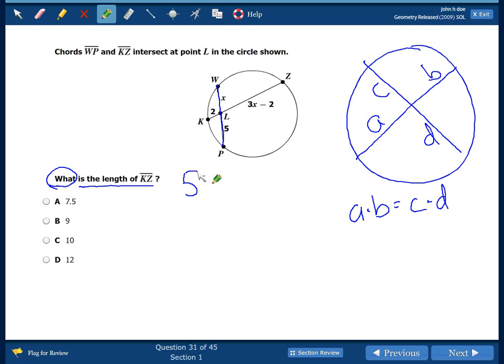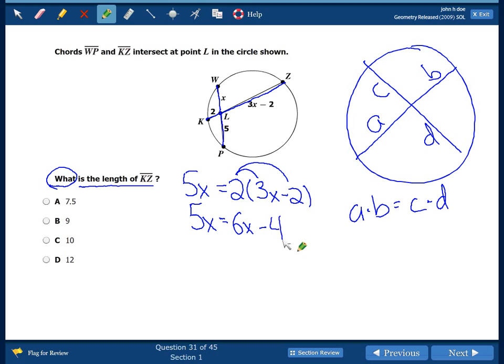So what that means is I'm going to have the 2 lengths here, LP and LW, so that's going to be 5 times x. I multiply them, is equal to the product of 2 and 3x minus 2. Don't forget to write parentheses. We have to distribute that 2 to each of our terms. 5x is equal to 6x minus 4. We can subtract 6x. So we get negative x is equal to negative 4. Divide by negative 1. And we get x is equal to 4.